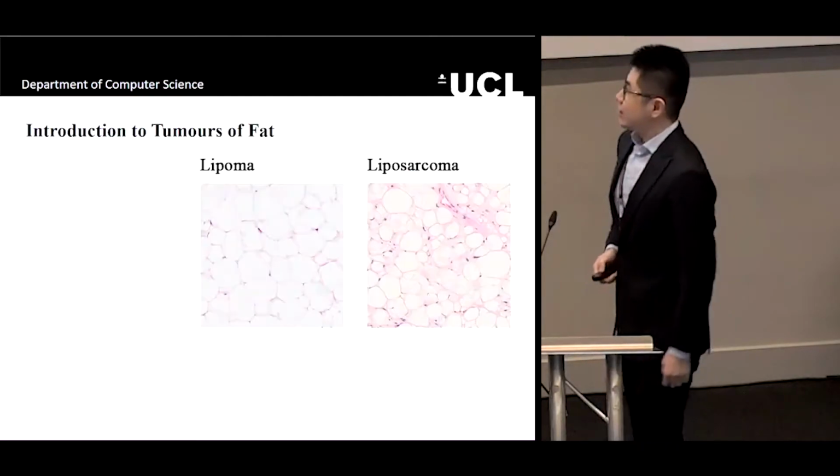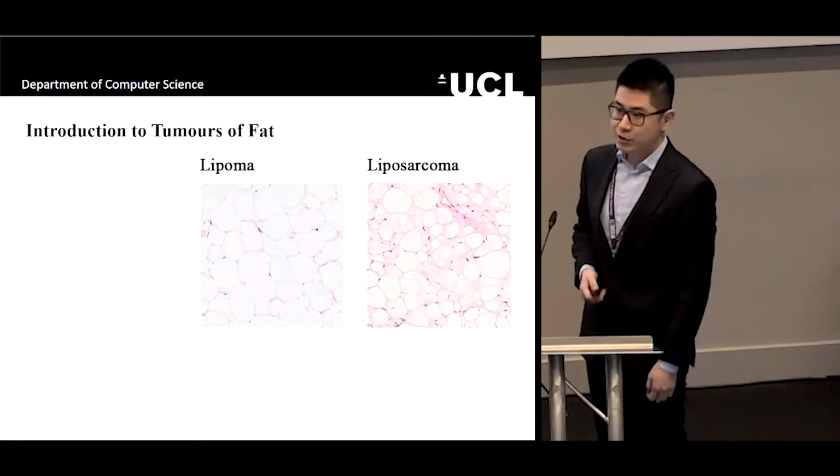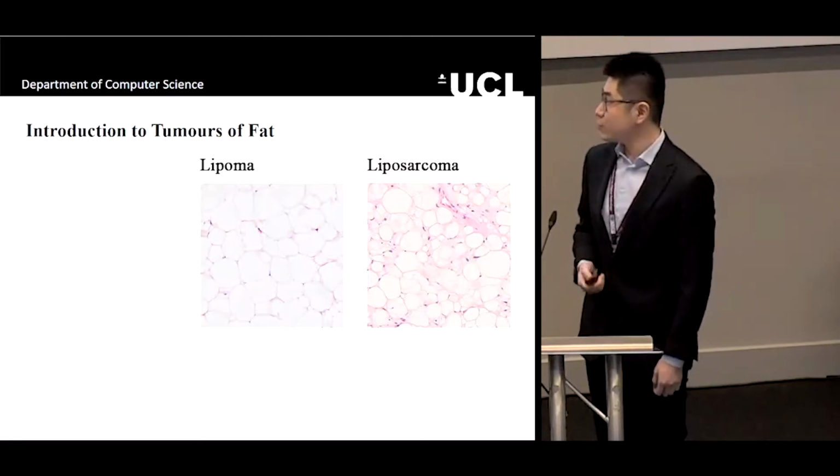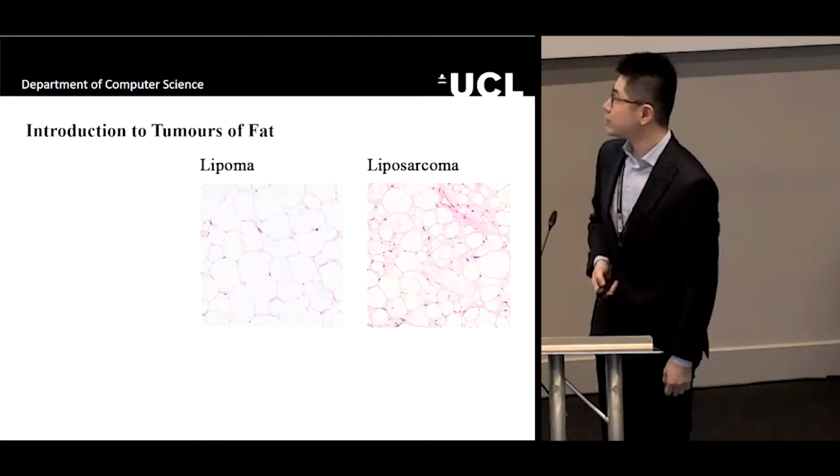Today I'm just covering some introduction of the fatty tumors. I'll go through with all of you the data and workflow of my research, and also cover some of the future work.